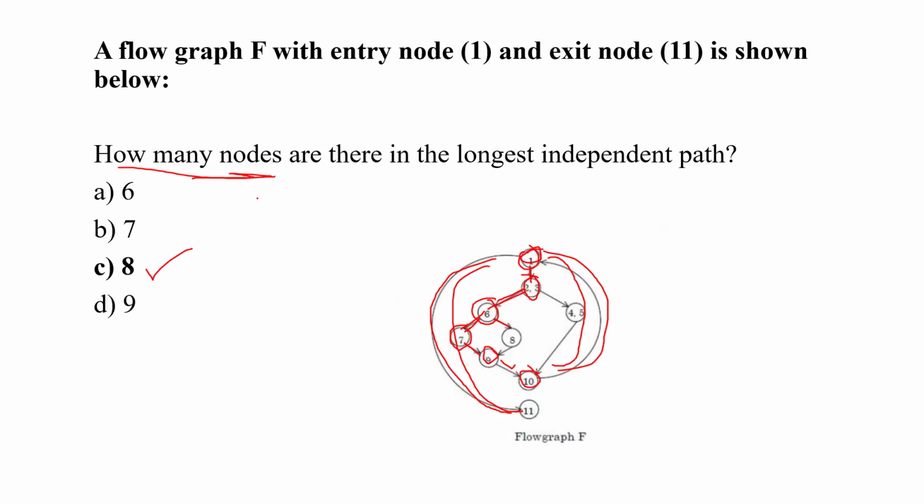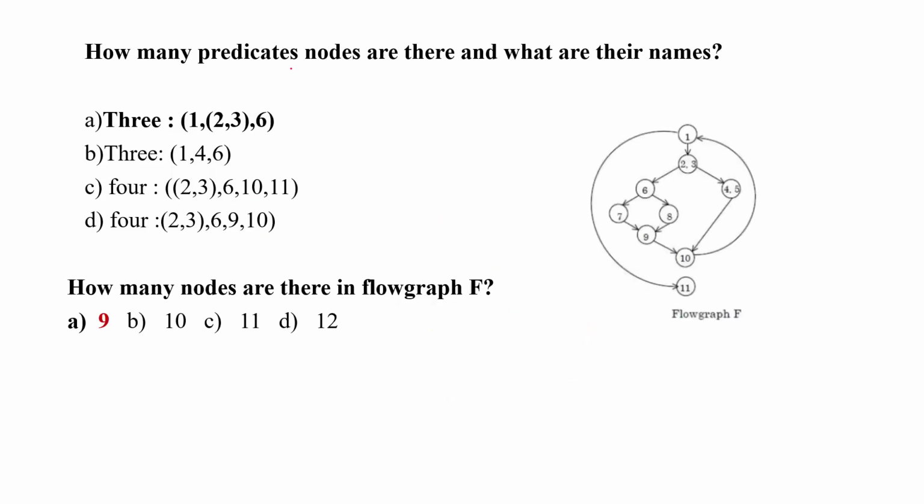Okay, next one: how many predicate nodes are there and what are their names? A predicate node means from one vertex it is going two ways. This one, 1, is going to 2 comma 3, so this is one predicate node. Next, you can take 2 comma 3. It is going to 6 and to 4 comma 5 also, so this is also a predicate node. This is 1, this is 2. Next, 6 is going to 7 and going to 8.